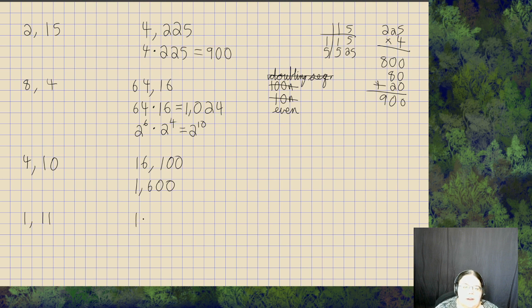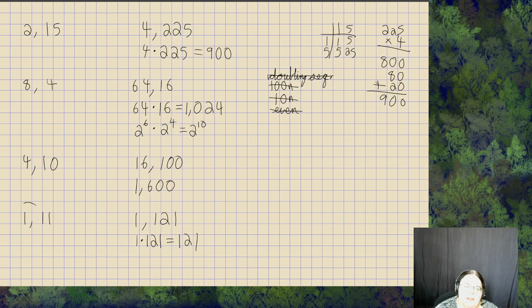Well, 1 times 1 is 1. 11 times 11 is 121. I've memorized that from using it many times, is how I know that right away. And then 1 times anything is the thing. So 1 times 121 is 121, which is not even. So these are not always even, only sometimes.